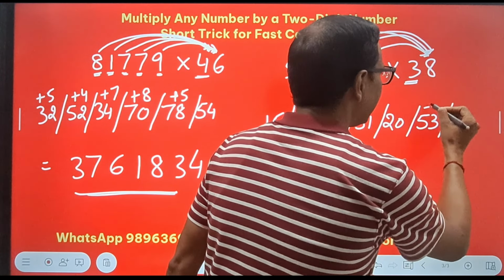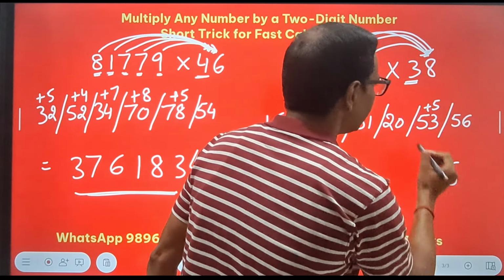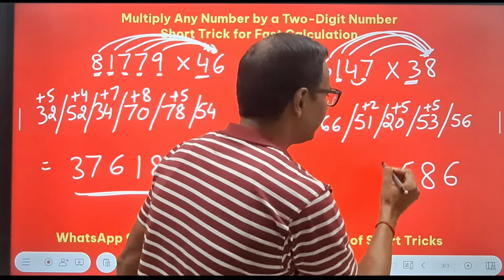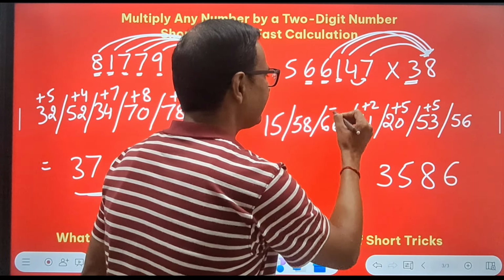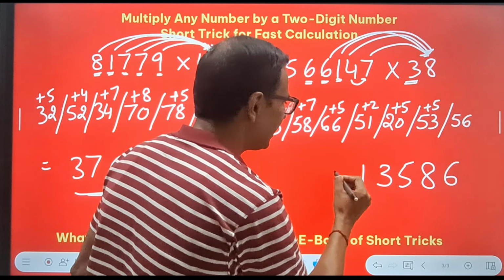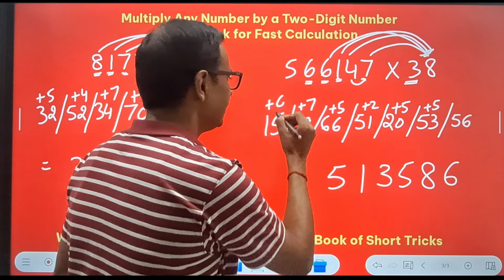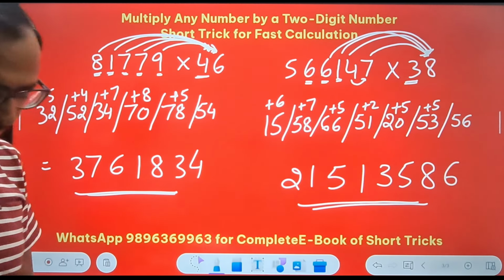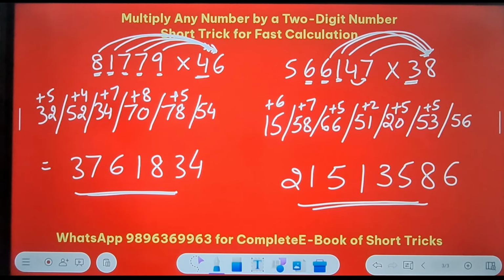6, 5 carried, 58 means 8, 5 carried, 25 means 5, 2 carried, 53 means 3, 5 carried, 71 means 1, 7 carried, 65 means 5, 6 carried, 21. 2 1 5 1 3 5 8 6. Is that the correct answer?